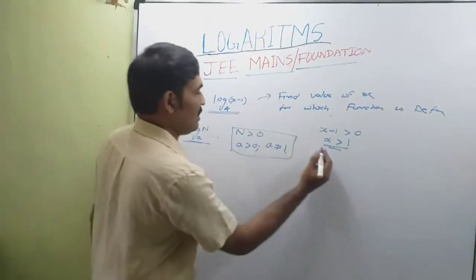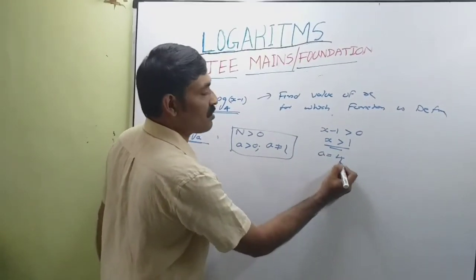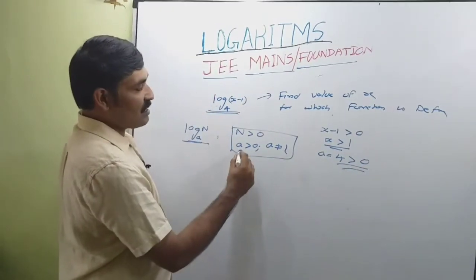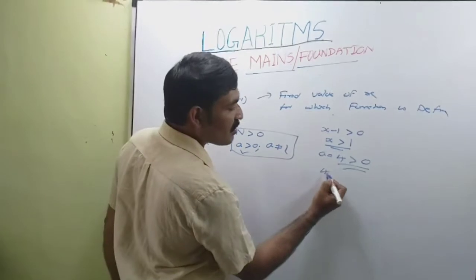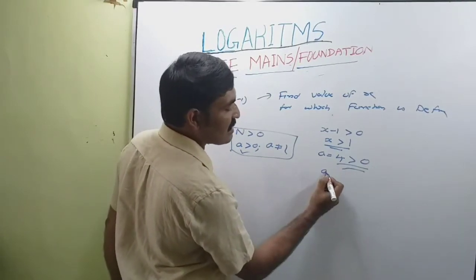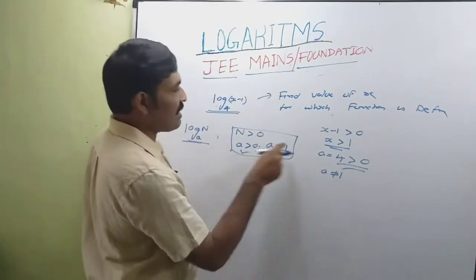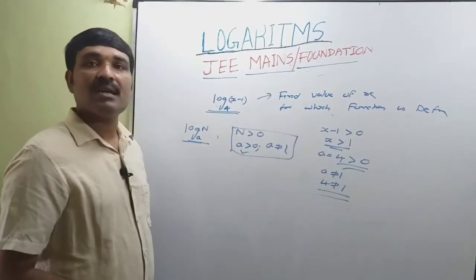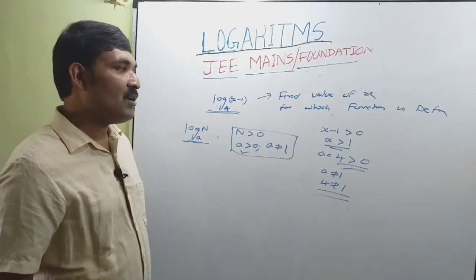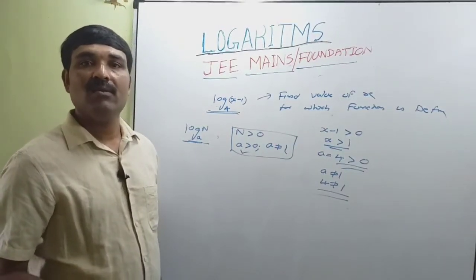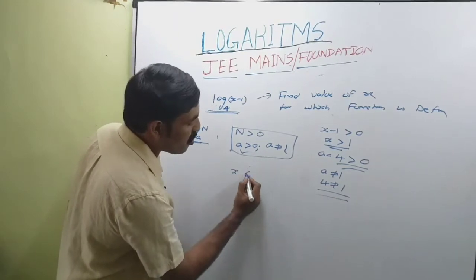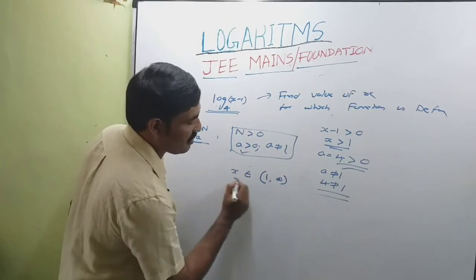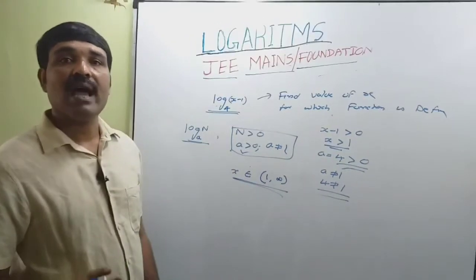Now base a is equal to 4. That is greater than 0. This condition is satisfied. And the third condition is a not equal to 1. Here a is 4. That is, 4 not equal to 1. So all conditions are satisfied. So what is the value of x? x is greater than 1. x belongs to open interval 1 to infinity. So this is the range of x.